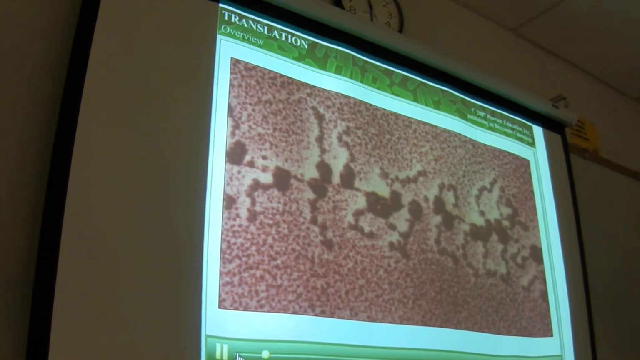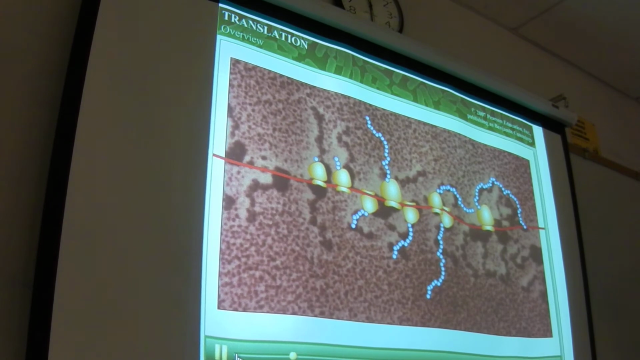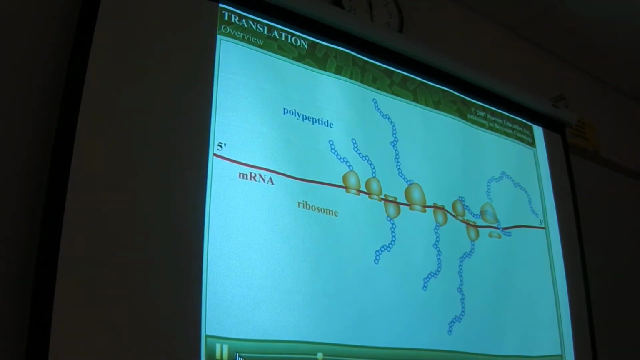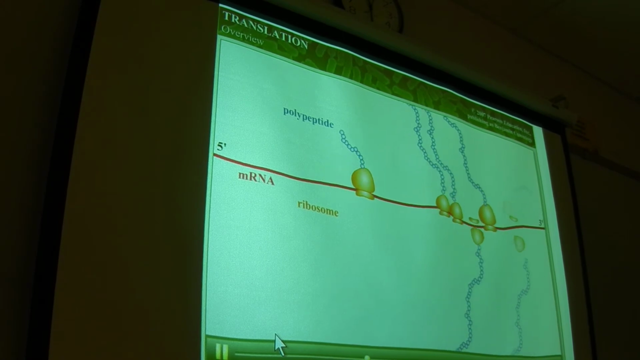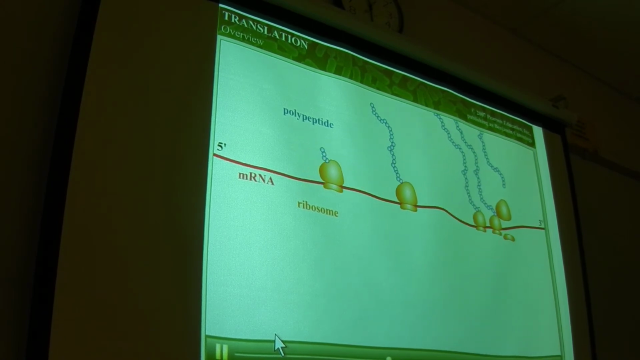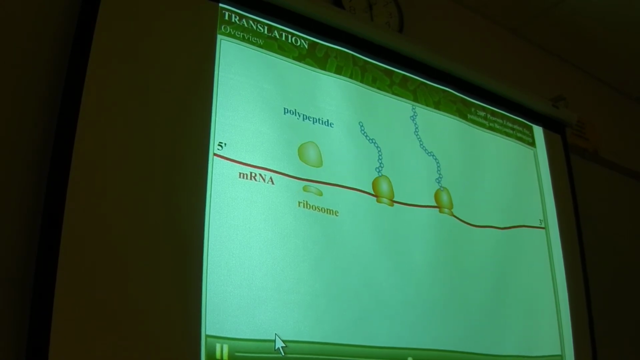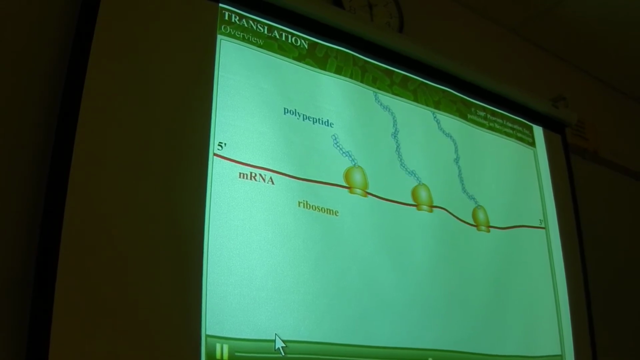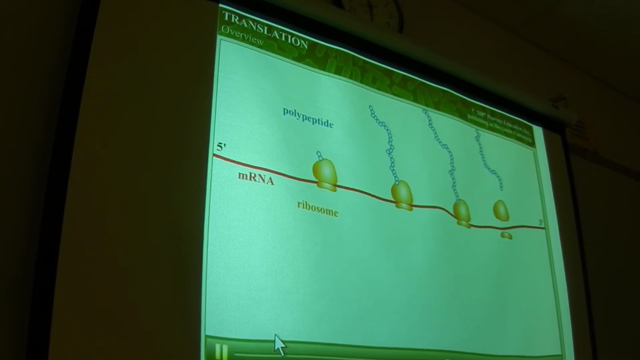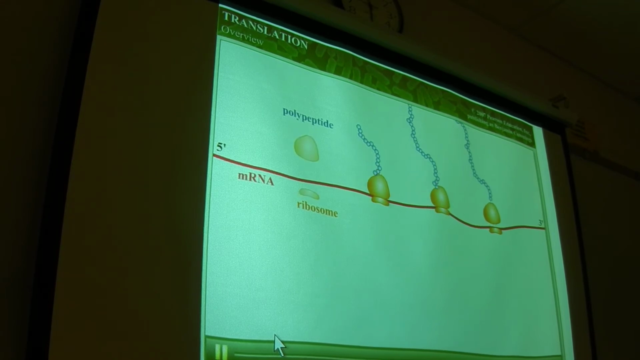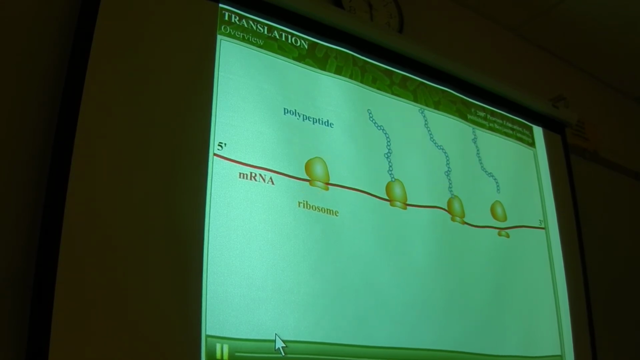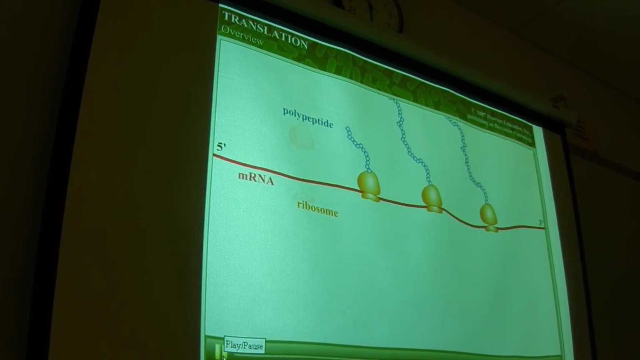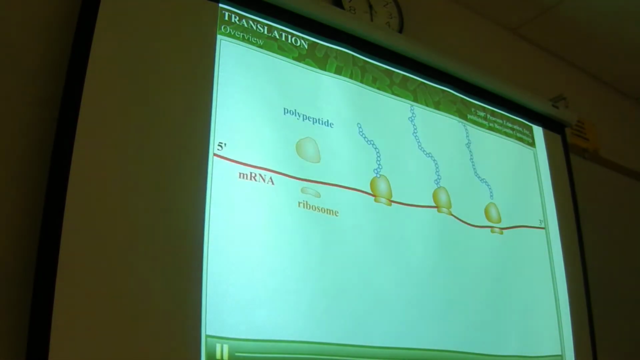Translation is the process by which the information contained in a molecule of messenger RNA is used to synthesize a protein. The process is called translation because ribosomes read along a messenger RNA molecule, translating the genetic code into the amino acid sequence of the protein. Because there are no nuclei in bacteria, translation can actually begin before transcription is completed.